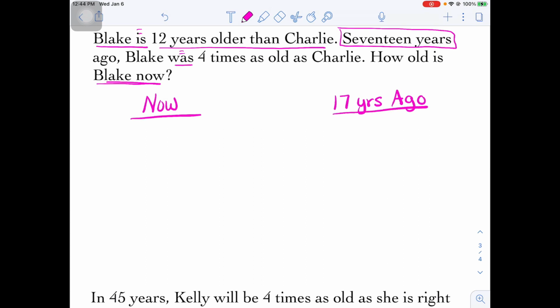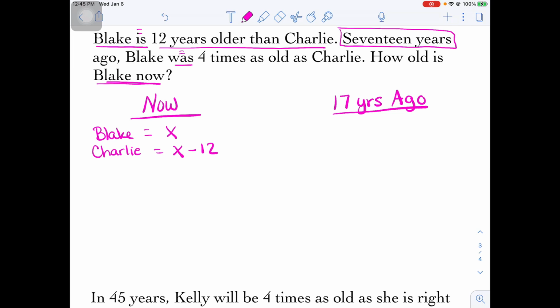And we're going to think about what we know and who we're going to talk about. So we have Blake and we have Charlie. And because we're looking for how old Blake is now, that's our unknown. We're calling Blake X. Now, back to our situation now. Blake is 12 years older than Charlie. That means Charlie's 12 years younger than Blake. So if we're calling Blake X, Charlie can be called X minus 12.